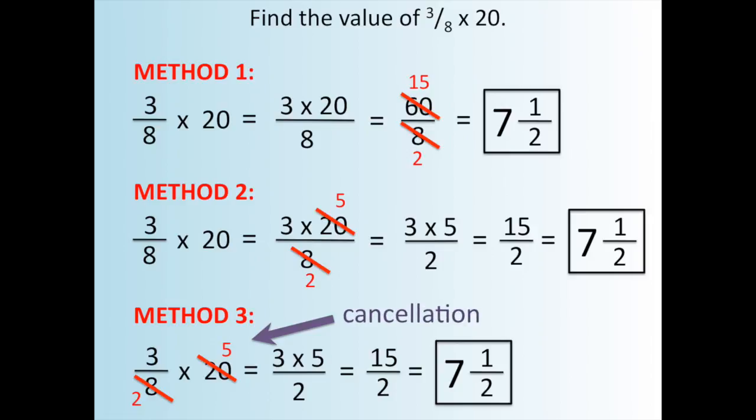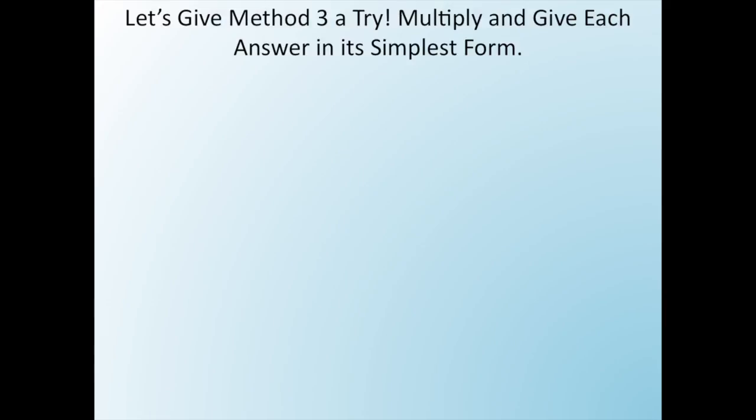And this is the method that we're going to be practicing from here on out. You want to always look for the greatest common factor and cancel with that number. But if you don't have the greatest common factor, that's okay. You'll just end up canceling maybe twice or maybe 3 times, and that is perfectly fine. Okay, let's give method 3 a try. I'm going to go through a few problems so that you can see how method 3 is executed when solving.